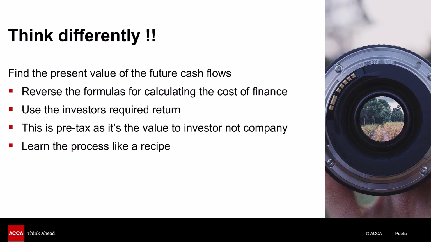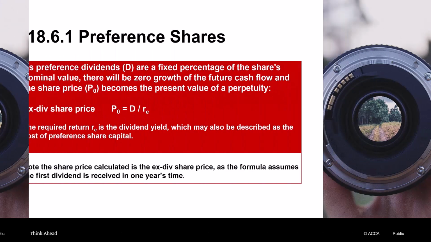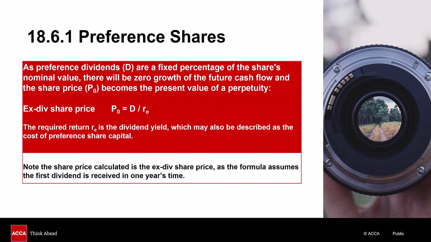You need to learn the process like a recipe. If you learn the process, the steps to success, you will always get these questions right. Now, the concepts introduced here are also in the study hub, and it's in chapter 18. We're now looking at preference shares as our first debt instrument, and that is in 6.1 of chapter 18.